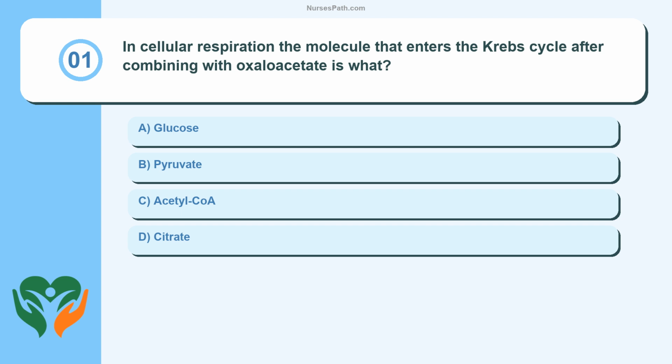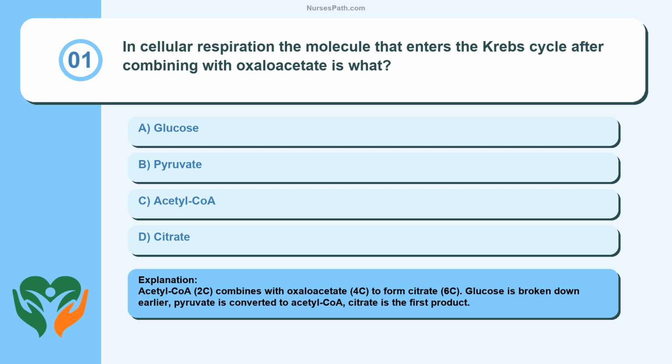Question 1. In cellular respiration, the molecule that enters the Krebs cycle after combining with oxaloacetate is what? Glucose, pyruvate, acetyl-CoA, citrate. Acetyl-CoA, 2C, combines with oxaloacetate, 4C, to form citrate, 6C. Glucose is broken down earlier, pyruvate is converted to acetyl-CoA, citrate is the first product.